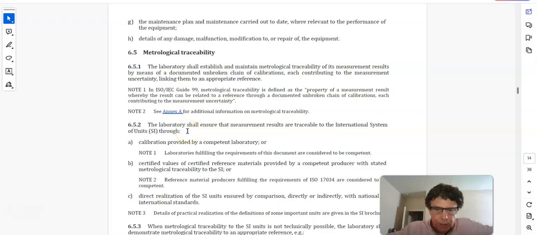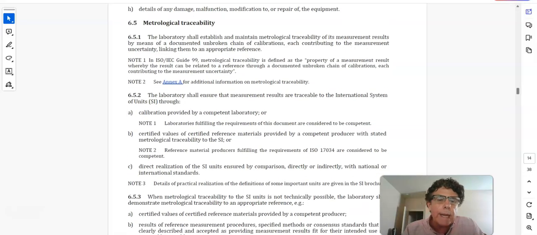This is the heart. This is it. This is the heart of calibration requirements for ISO 17025. And I want to stress here that these are "or" statements. These are not "and" statements, and these are not "and/or" statements. They are "or" statements. The laboratory shall ensure that measurement results are traceable to the International System of Units through A or B or C, not A and B, not A and/or B, A or B or C. And I'm stressing that for a very good reason.